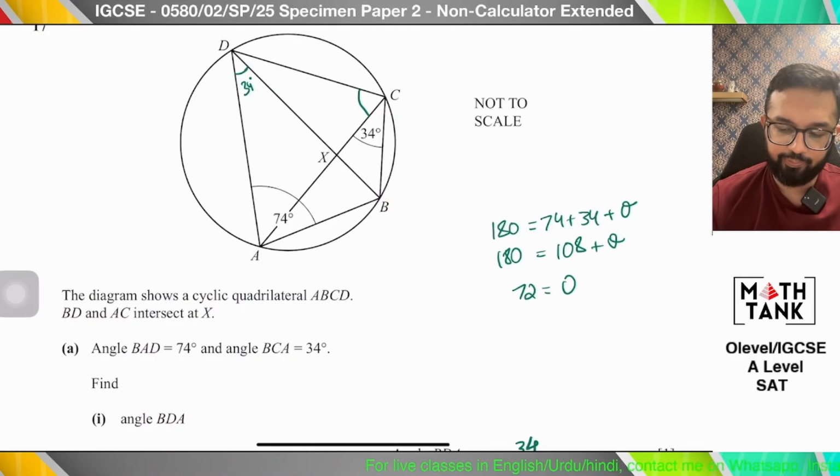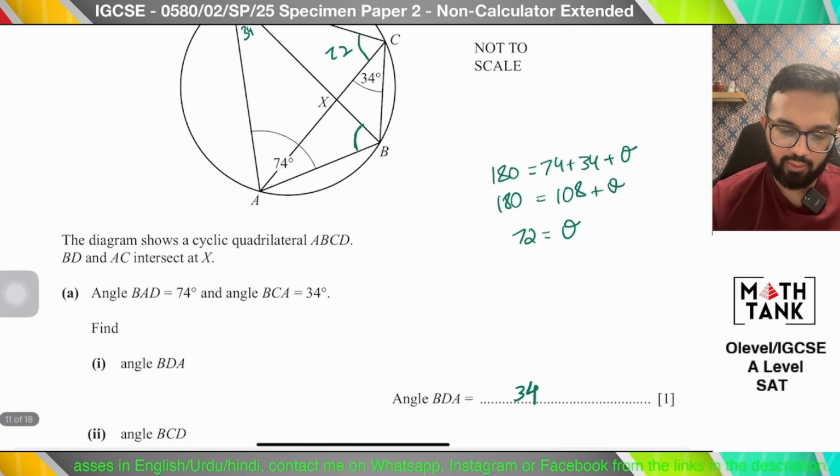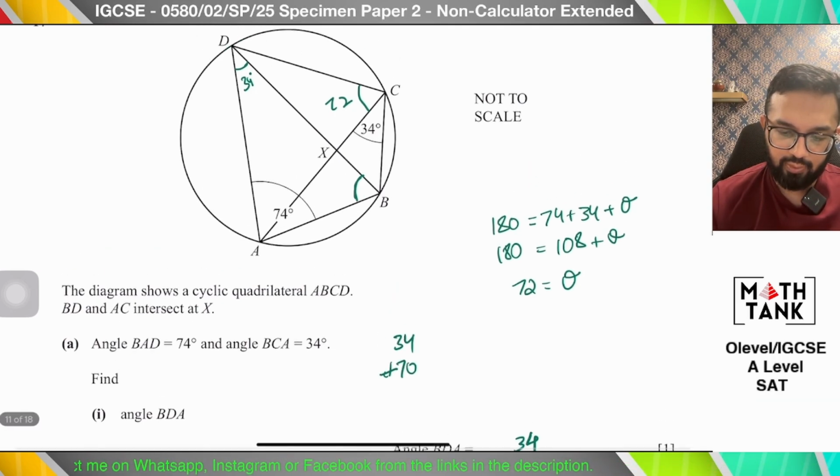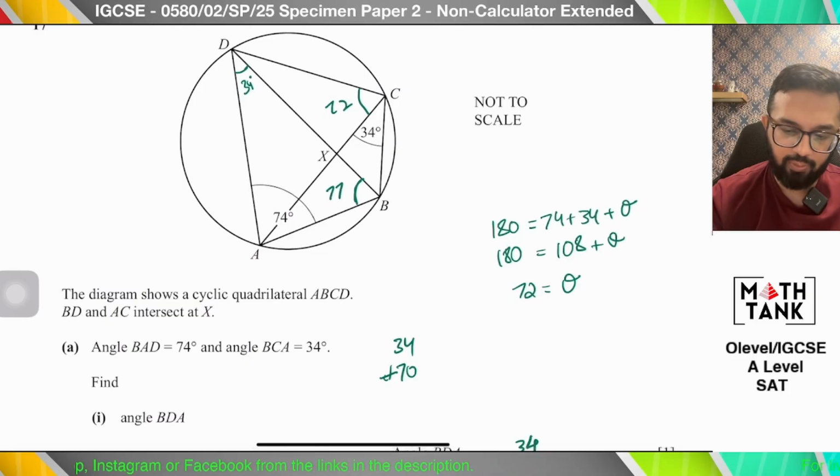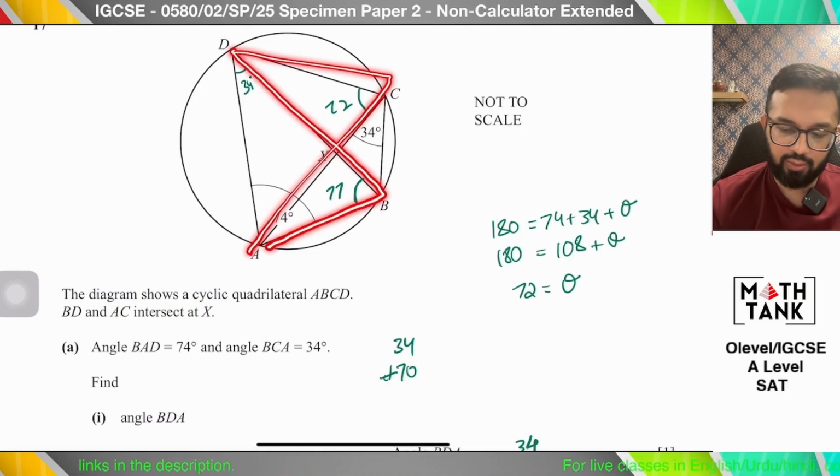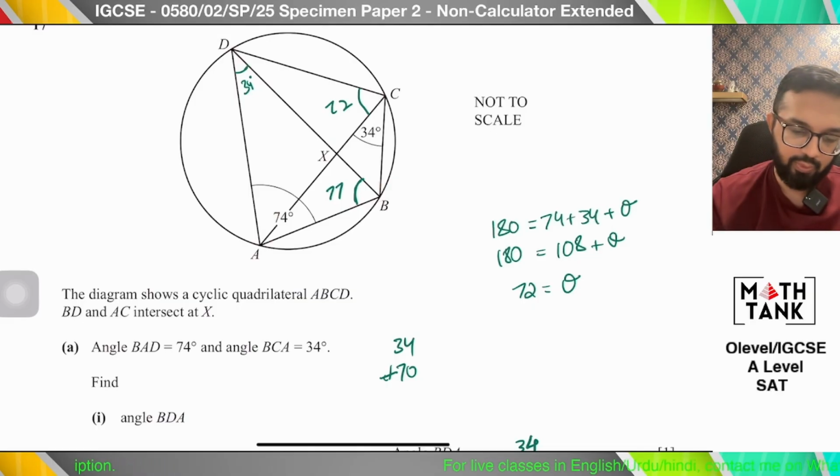72. So that's 72. I can also figure out this one. I don't know if I'll want it, but I can figure it out. What's 34 plus 74? Okay, that should also be 72, right? Because you see this angle, and then from the same chord there's another angle, so 72.